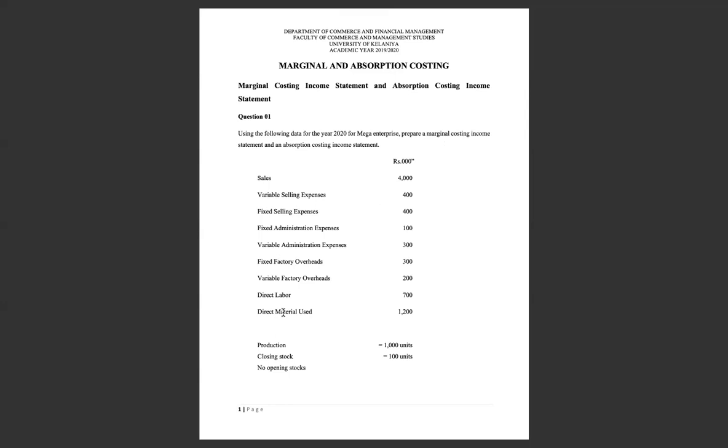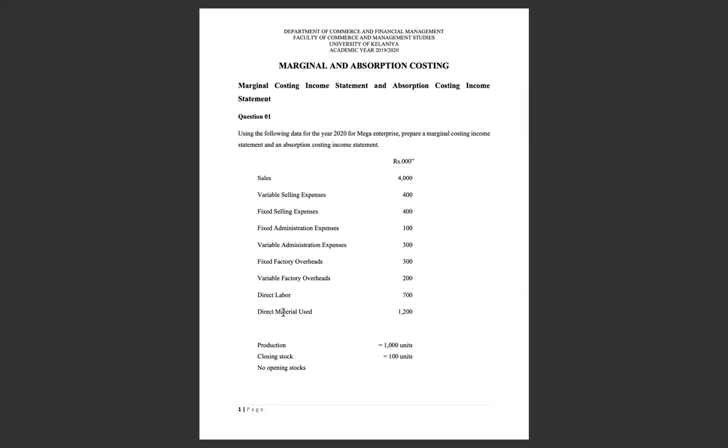Previously, we discussed what exactly marginal and absorption costing is. What are the things that we need to consider when we are preparing accounts under marginal and absorption costing techniques? And also, what are the differences between these two methods? Likewise, we discussed a few things about the theoretical background of these two techniques.